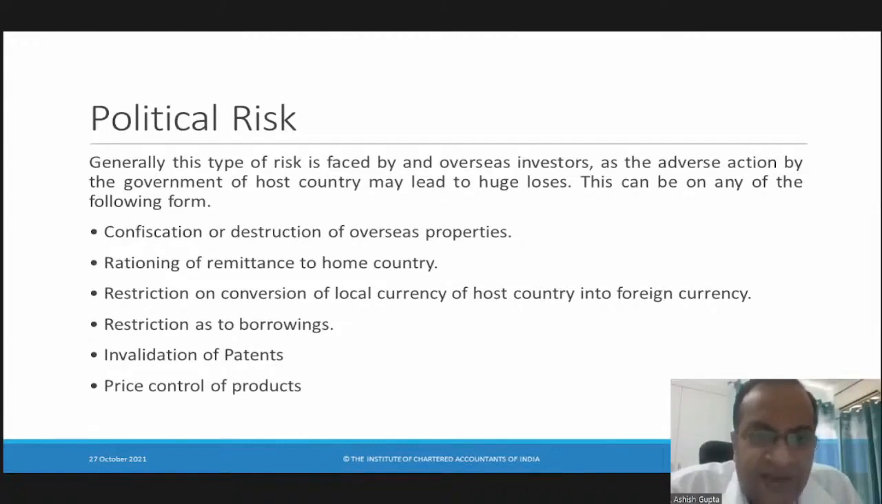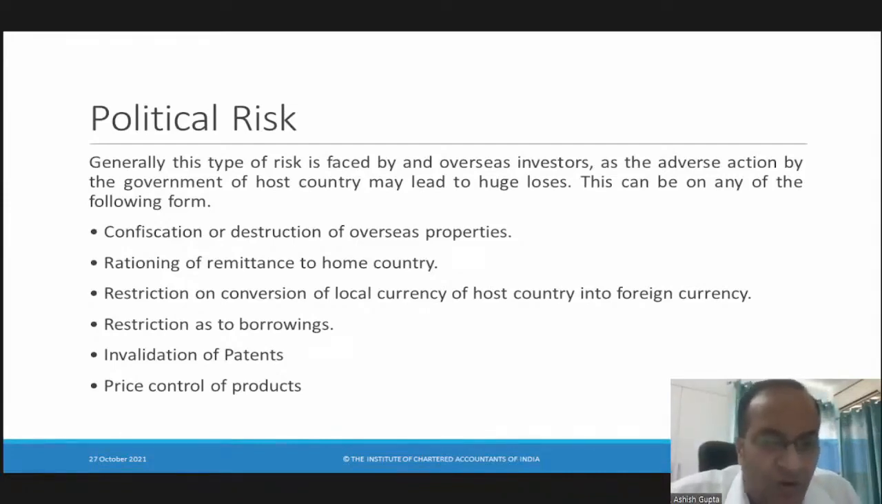Now, this type of risk is faced by an overseas investor, as adverse action by the government of the host country may lead to huge losses. This can take any one of the following forms: confiscation or destruction of the overseas properties. This was found in the early 70s, when some countries in Africa took this action. They demolished their projects.